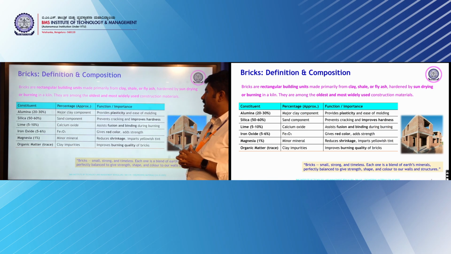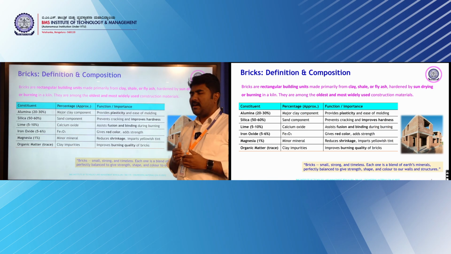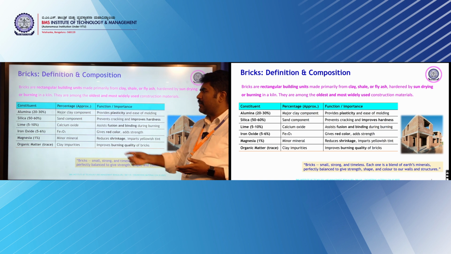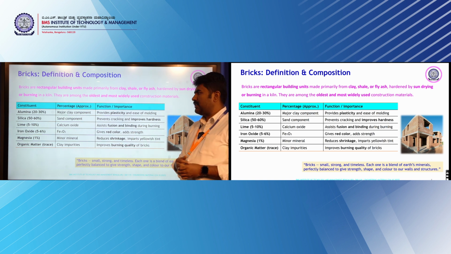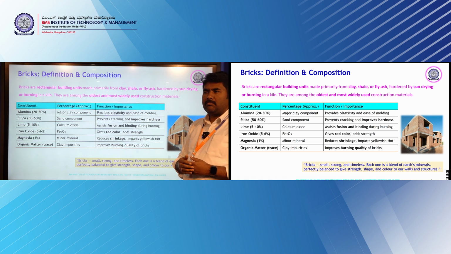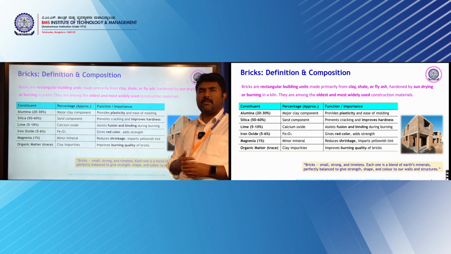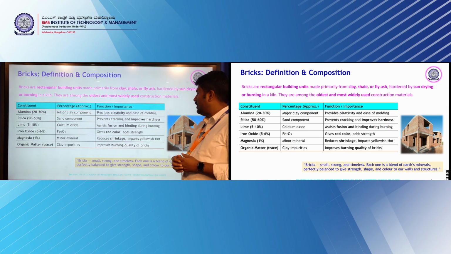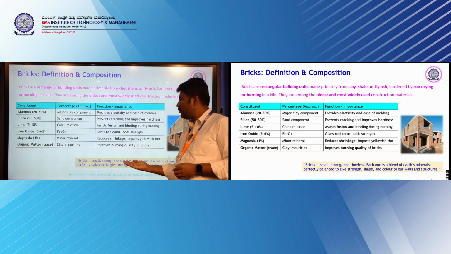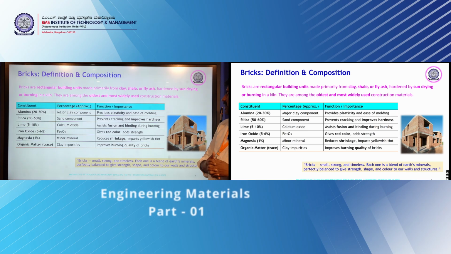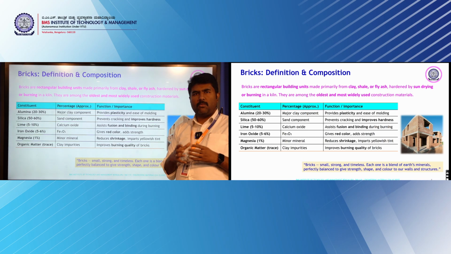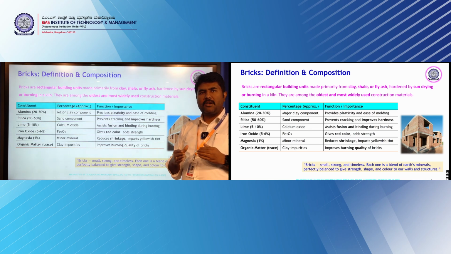Next is the iron oxide. It gives strength, and the red color of the brick is usually dominated by the presence of iron oxide. The color of the mud itself actually comes through as the end product when we make it into a brick. Then magnesia: it reduces shrinkage and imparts a yellowish tint. Shrinkage means what happens when we mix the mud with water and prepare it into a mold.